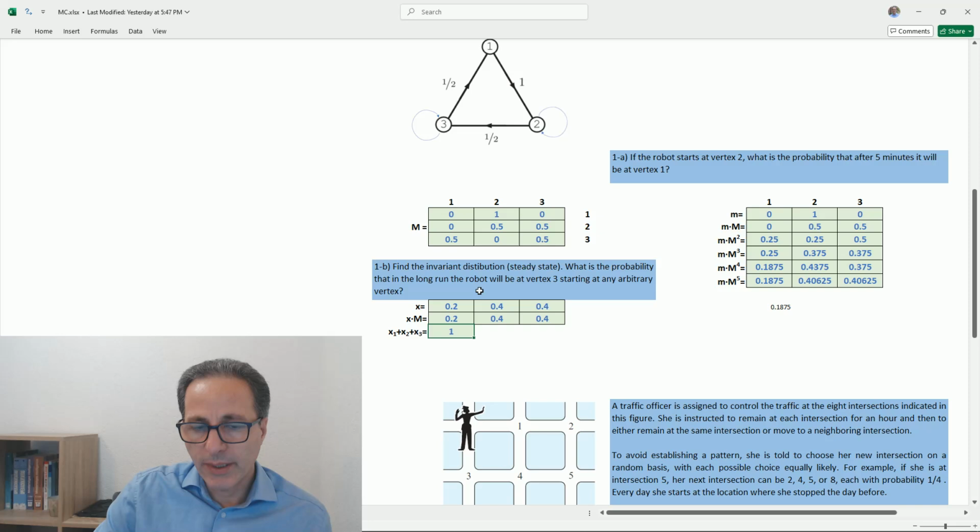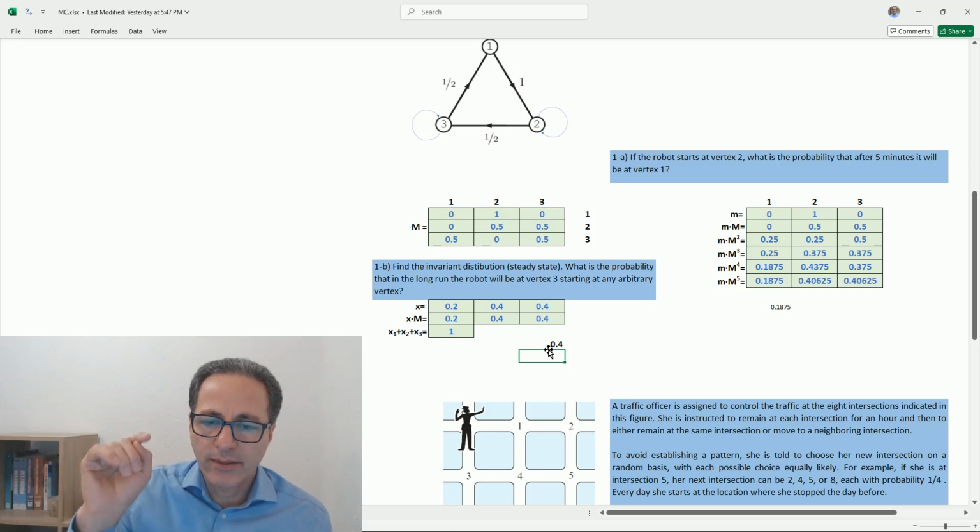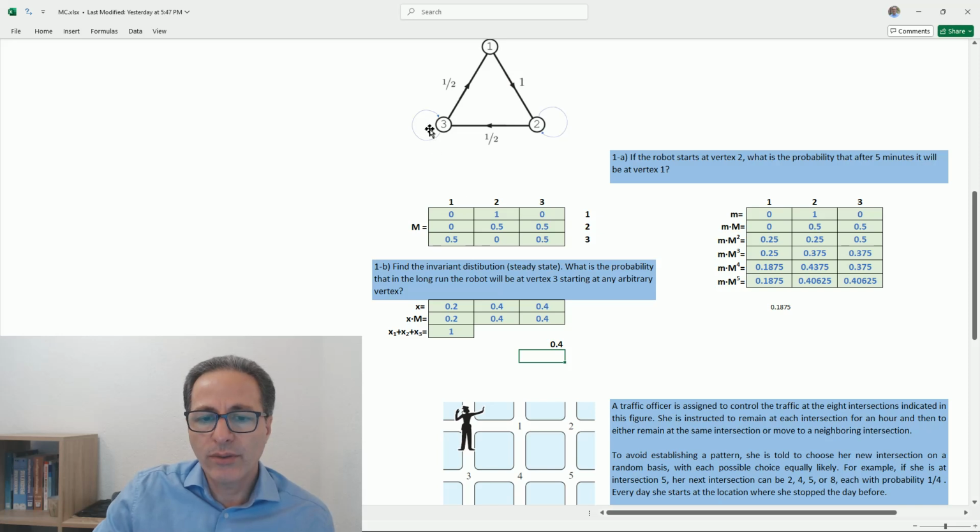But what is the answer for the second part? With what probability is it going to be at vertex 3? This time the answer for this part is this probability. It means that with 40% chance, in the long run, the robot will be at vertex 3, with another 40% at vertex 2, and with 20% at vertex 1. So it's going to be less probable to be at vertex 1. Vertex 2 and 3 are equally likely.